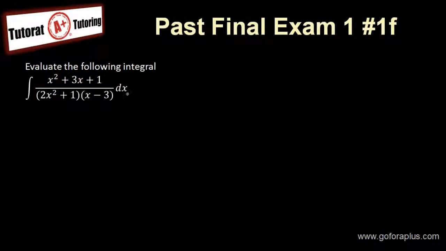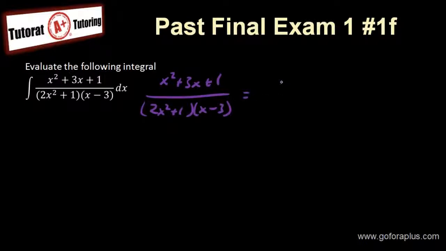So how do we do this? You first look at this partial fraction into two factors. This is degree 2, this is degree 1. So I know that my (x squared plus 3x plus 1) over (2x squared plus 1)(x minus 3) is equal to (ax plus b) over (2x squared plus 1) plus c over (x minus 3). Okay, I have something like this.